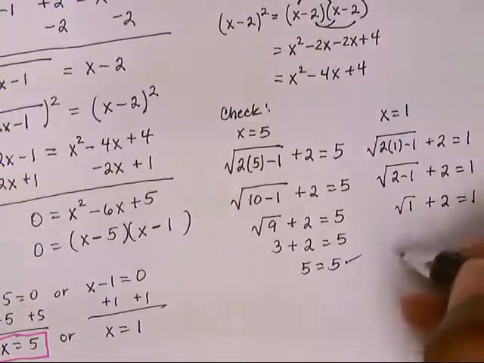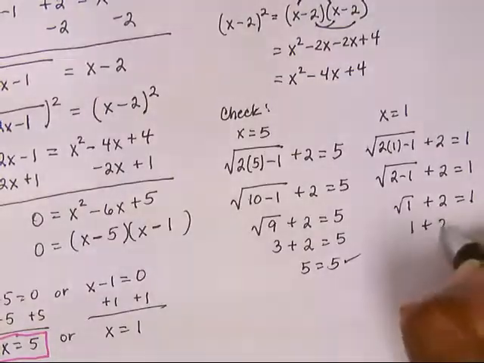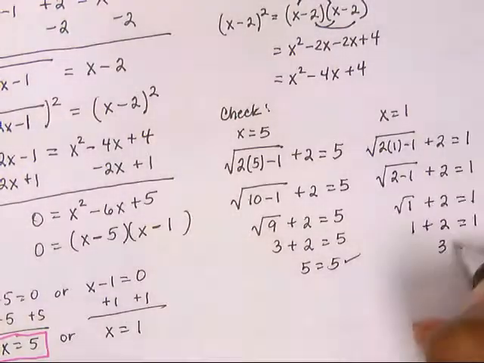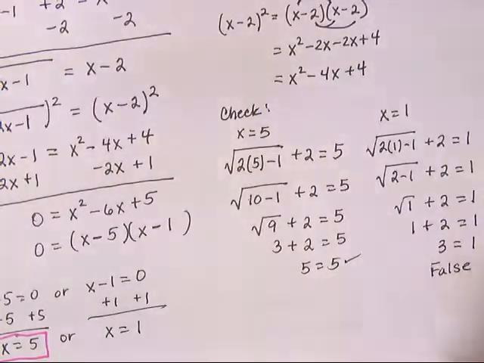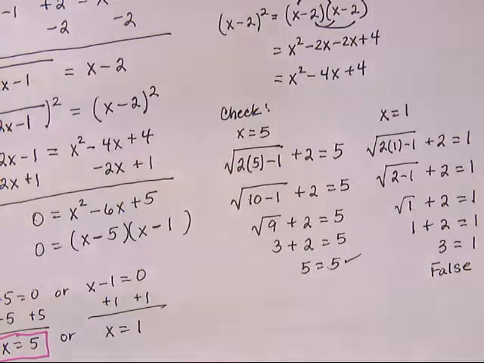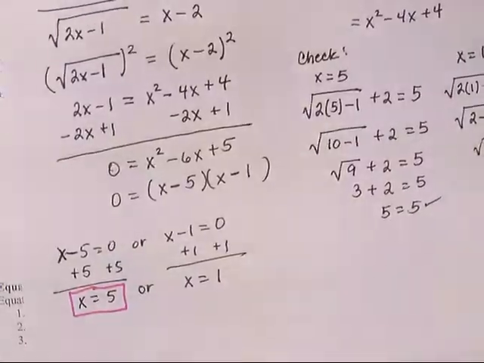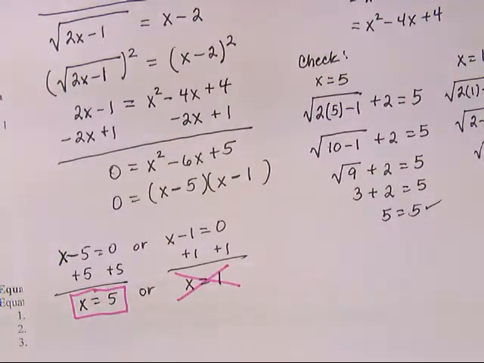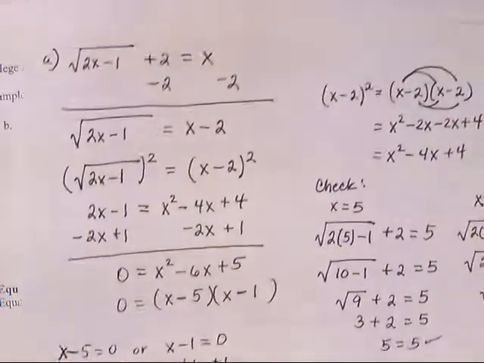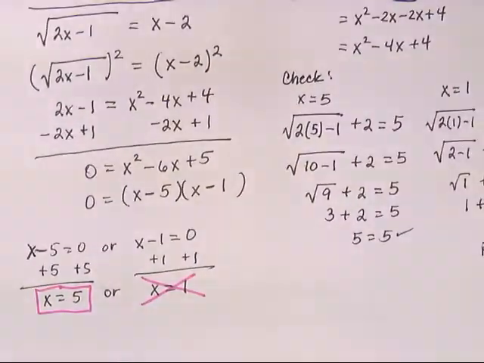Now, the square root of 1 is 1. But when I add 1 plus 2, that gives me 3. And 3 does not equal 1. So that's a false statement. So that means at x equals 1, that's my extraneous solution. So I have to eliminate x equals 1. So in this case, x equals 5 is the only solution to this radical equation.